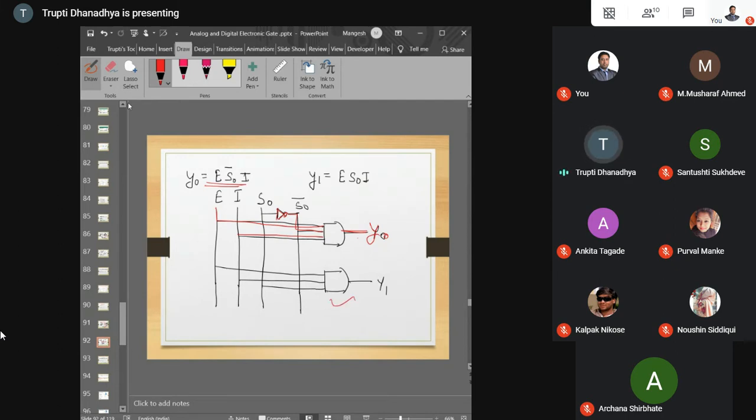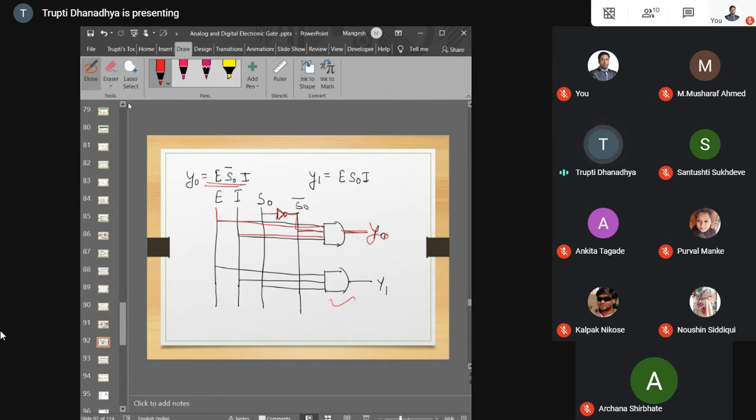So we can design a number of multiplexers by using the algebraic equation. Whatever we say, you can design by using any equation, by using any type of multiplexer. So this is your demultiplexer and multiplexer.